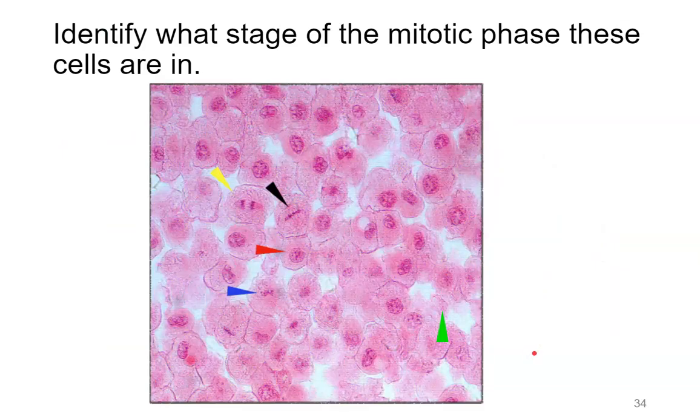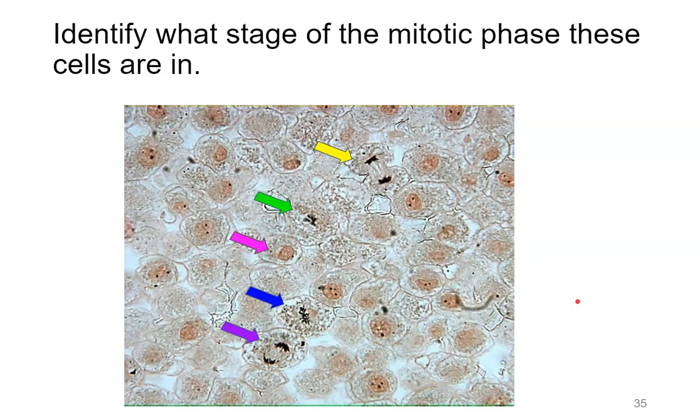Alright, so let's identify some of the stages of mitosis here. So let's see, we'll start with the top here. So the yellow one is anaphase. The black one is metaphase. The red one is prophase, or sorry, I want to say the red one's probably interphase. The green one is probably interphase as well, and the blue one looks to be like metaphase because they look like they're lined up in the center.